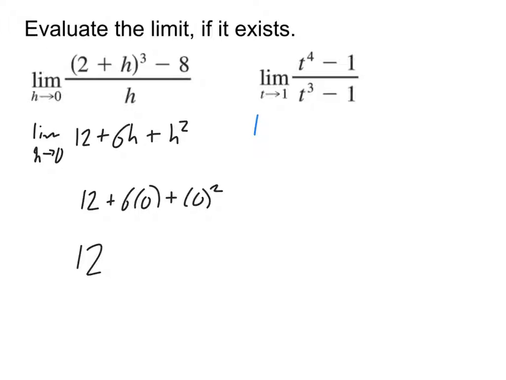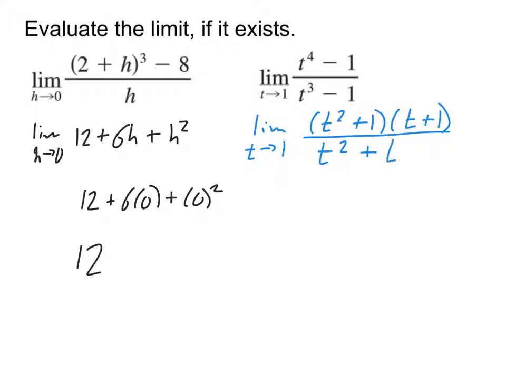And that ended up changing it into the limit as t approached 1 of t squared plus 1 times t plus 1 all over t squared plus t plus 1. That's just the simplified version that we found in the last problem. Now, if I now plug 1 in for t here, am I going to get 0 in the denominator? No. So I can now use that direct substitution. Please do so. Plug that 1 in, figure out what our limit actually equals now.